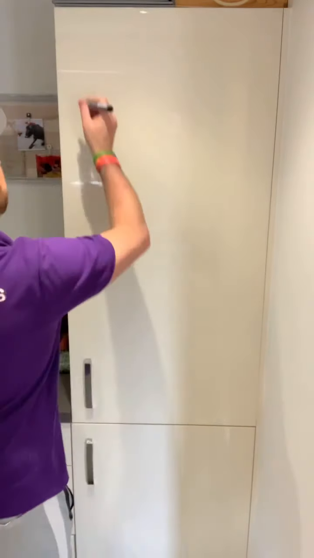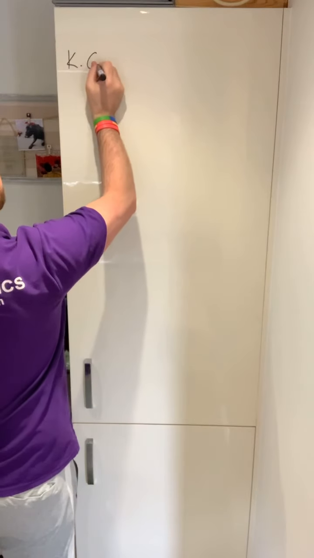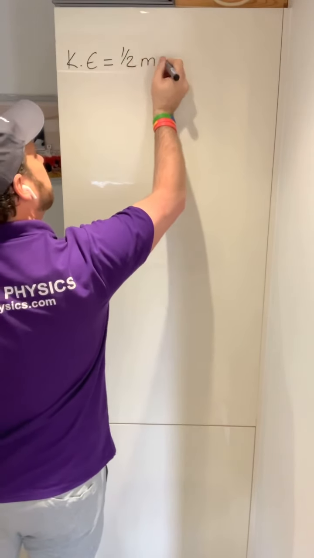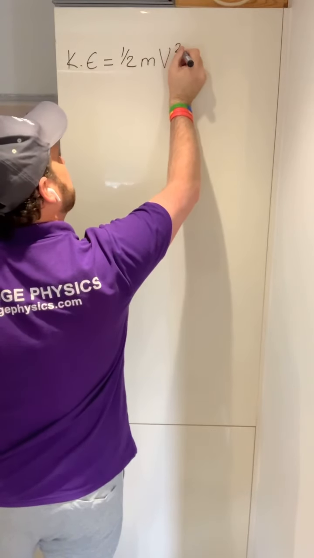Welcome to Fridge Physics. In this demonstration, I'm going to explain to you and also show you how to calculate the kinetic energy in a moving object. So, the first thing we need to do is to recall the equation that we use to calculate kinetic energy. And here it is. I'm going to write it on my fridge. So, kinetic energy equals half mass times by the velocity squared.